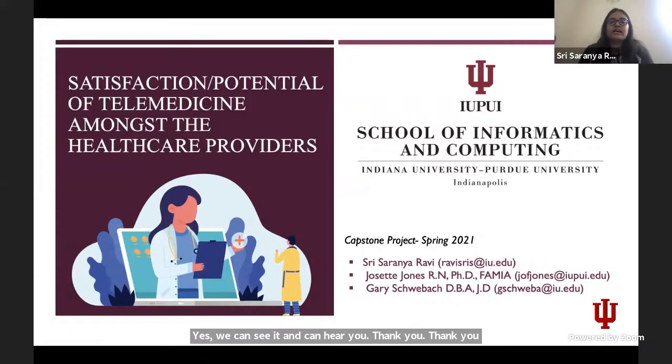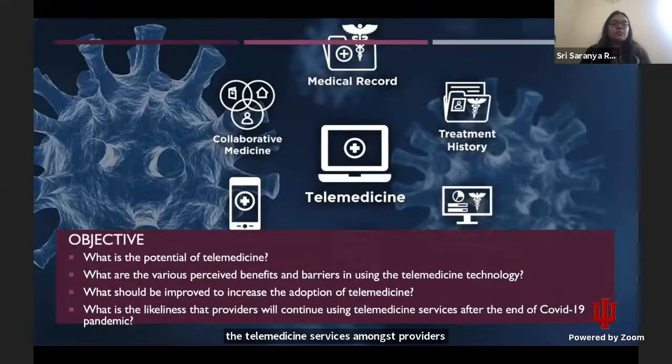Hello, everyone. I'm Saranya, and my capstone project is on the satisfaction and potential of telemedicine services amongst healthcare providers. There were four main objectives: what is the potential of telemedicine, what are the various benefits and barriers in using telemedicine technology, what should be improved to increase the adoption of telemedicine, and what is the likelihood that the majority of providers will be using telemedicine services after the end of the pandemic as well.